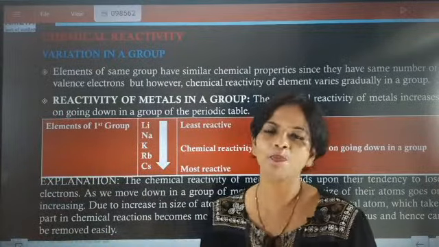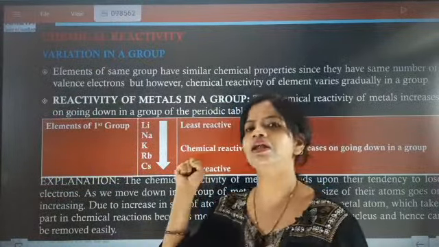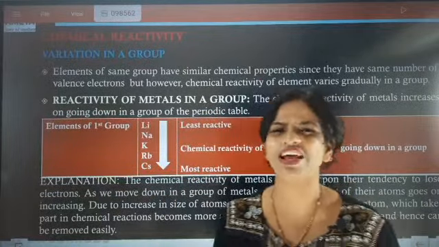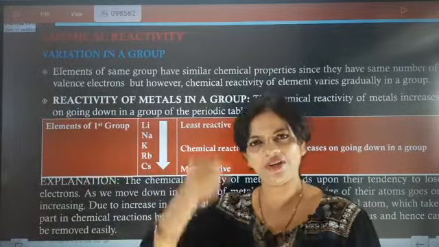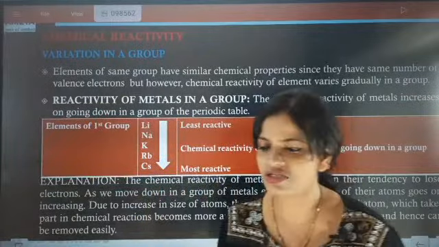So because of that, the outer electron has less effective nuclear charge. So plucking that electron or stealing that electron from the outermost orbit means I will give less energy, and I will take out that electron easily. So this is that concept.